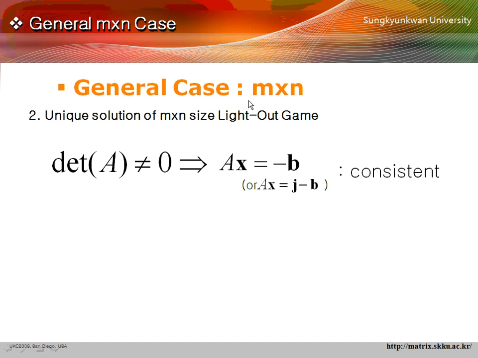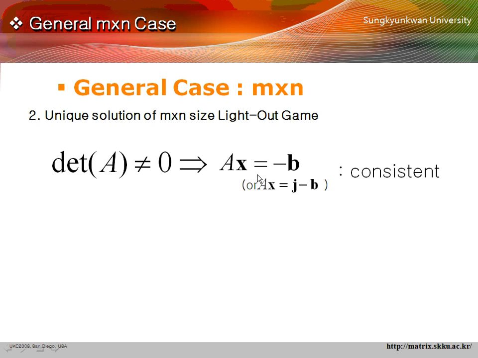So for the general Blackout game of the size n by n, if the determinant of the corresponding matrix A of the size nn by nn is not equal to 0, then this linear system of equations always has a unique solution.